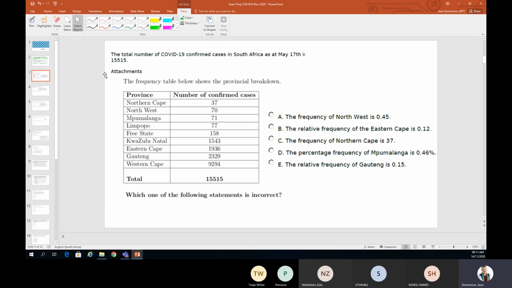The number of cases, so they give you the number of cases, and then they're probably going to ask you something around this table. The frequency table shows provincial breakdowns. Which one of the following statements is incorrect? Okay, so the frequency of Northwest. So remember, frequency is worked out, and that is already in chapter 2, so that is quite interesting.